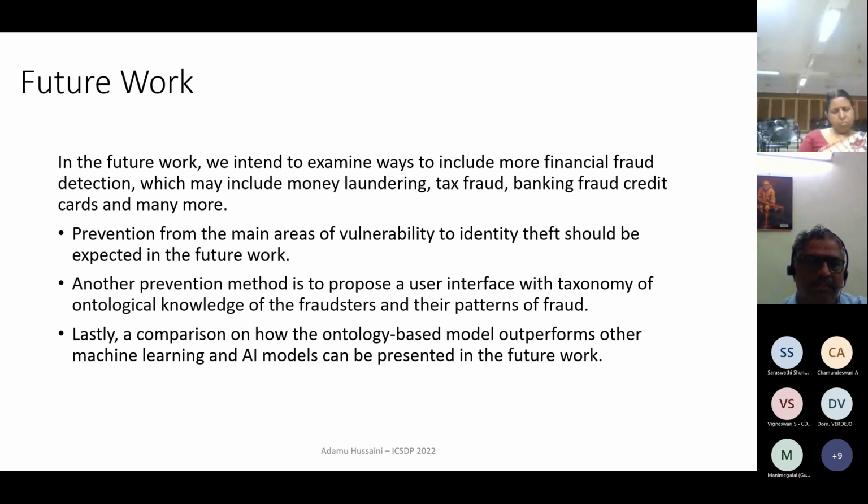Also, we are going to propose a user interface that includes the main taxonomies and also the main activities and characteristics of fraudsters. This user interface can serve as an ontological knowledge interface for users. And also we are going to compare the works that we are going to propose in the future with other machine learning approaches for fraud detection.